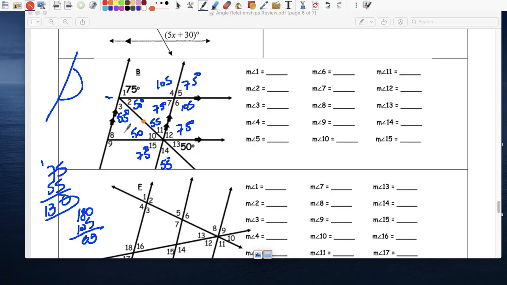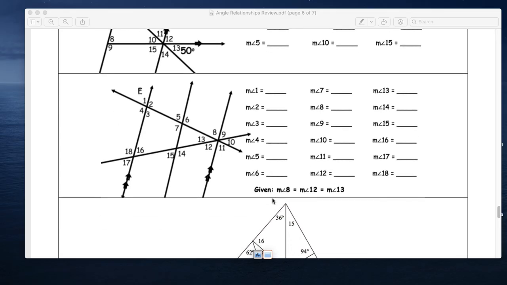Can I find angle 8 now? Yes, I can, because angle 8 plus angle 3 plus angle 10 is 180. I already have two of them, so I got 55 plus 50, which is 105, right? And to find angle 8, I'll do 180 minus 105, which makes angle 8 75. And how do I find angle 9? Well, angle 9 and 8, what's the relationship? They're supplementary, which makes this guy 105. Okay.